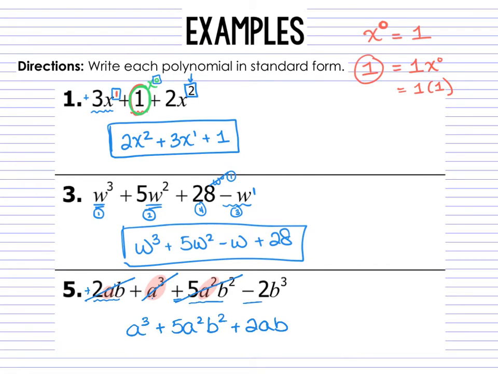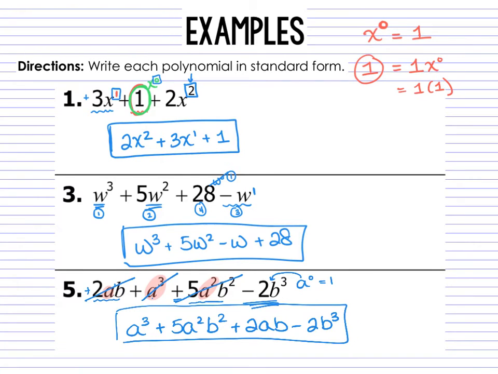The last term we're going to write is the last one in the list. This is technically a to the 0 power, which is 1. That's what we could kind of pretend is in there. So this is going to be minus 2b cubed. And that's going to be my final answer for number 5 in standard form.